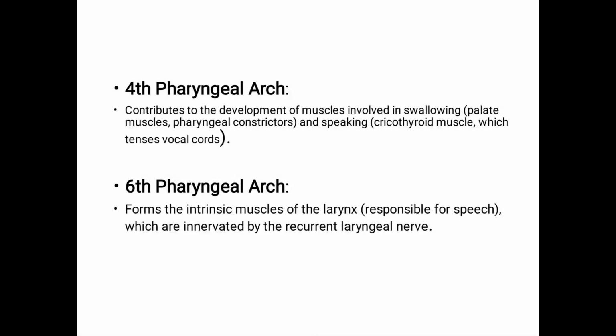The fourth pharyngeal arch contributes to the development of muscles involved in swallowing, palatal muscles and pharyngeal constrictors, and speaking, the cricothyroid muscle, which tenses the vocal cords. The sixth pharyngeal arch forms the intrinsic muscles of the larynx, responsible for speech, which are innervated by the recurrent laryngeal nerve, and this is why it has to reach the larynx and supply the laryngeal muscles.